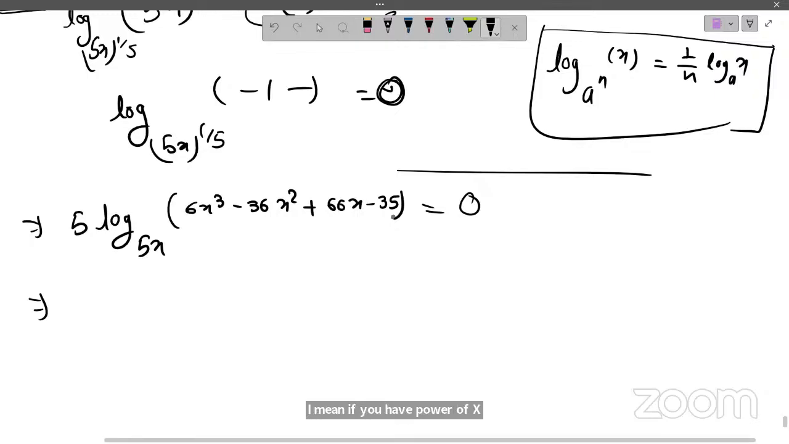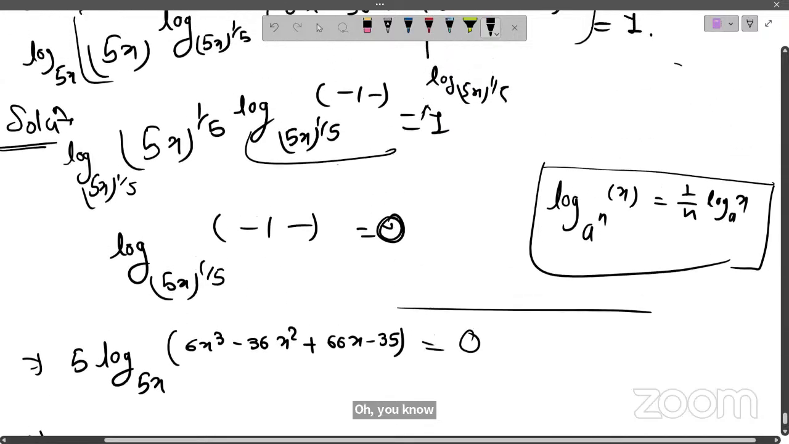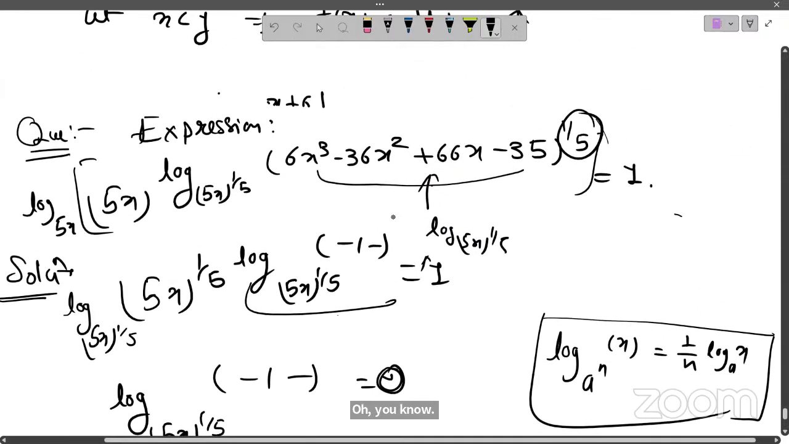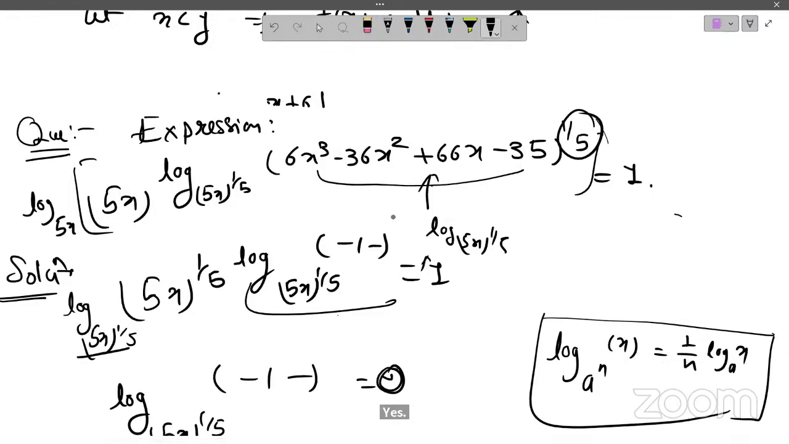polynomial, right? That 1 by 5 and this 1 by 5 get cancelled. No, I haven't taken the power of the polynomial. I mean, I applied this log base 5x to the power 1 by 5 itself.